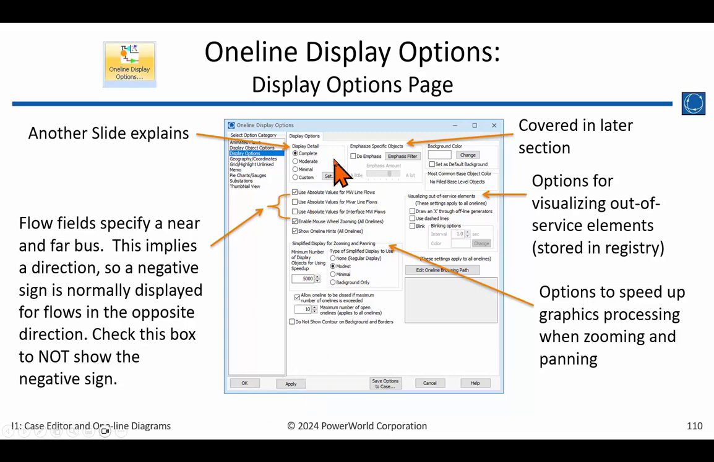So back to the slides. There's a slide or two that describes each one of these option category pages. We're not going to go through every single menu item that's on here, but the slides go into a little bit more detail, and then you can always hit the help button if you need help on other stuff.